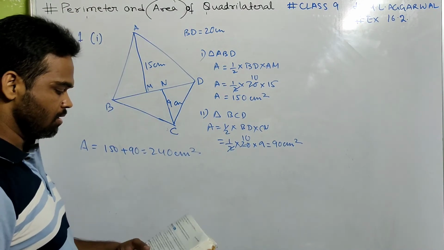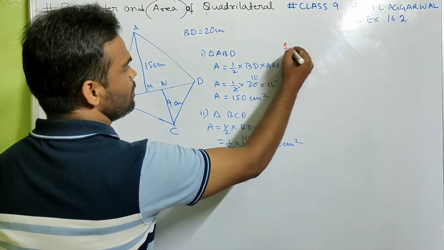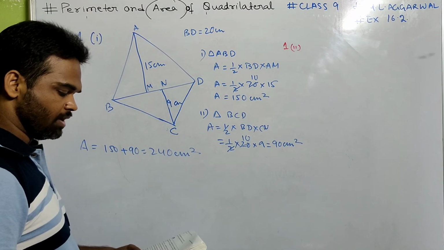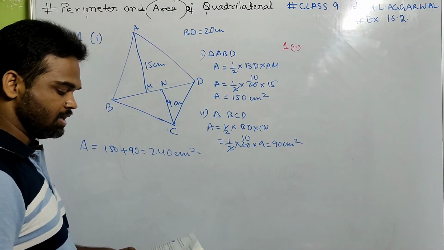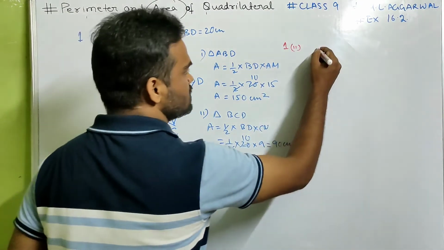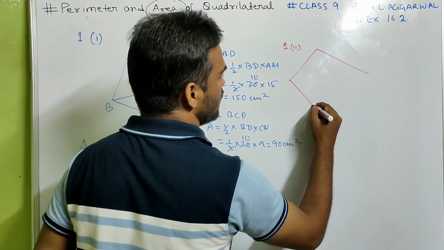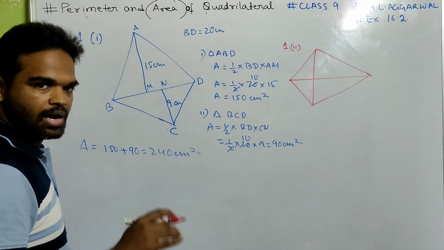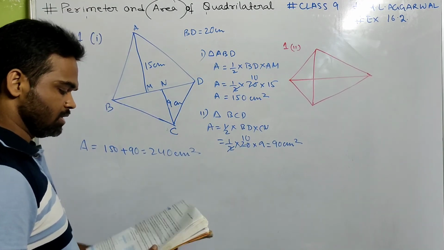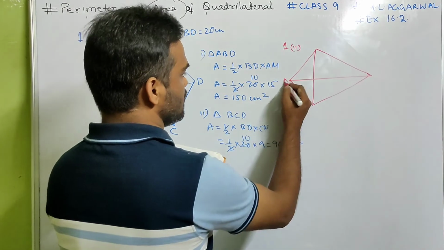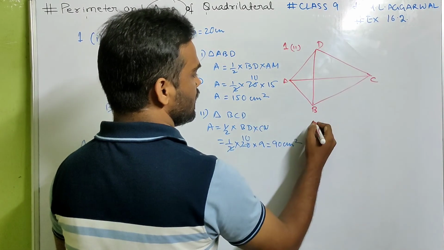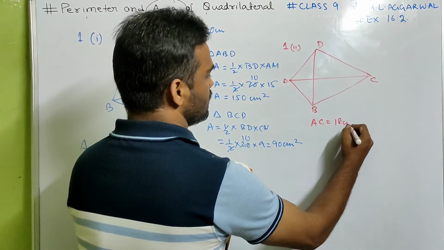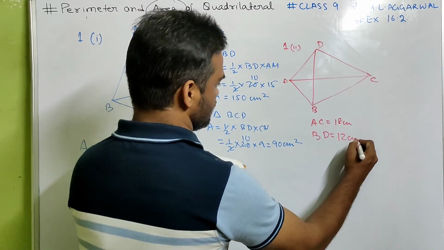Now look at number 1 part 2. What have they said? Find the area of the quadrilateral whose diagonals are of length 18 centimeter and 12 centimeter and they intersect each other at right angles. So there is a quadrilateral whose diagonals intersect at 90 degrees, perpendicular to each other. Suppose A, B, C, D. AC is given as 18 and BD is given as 12 centimeter.